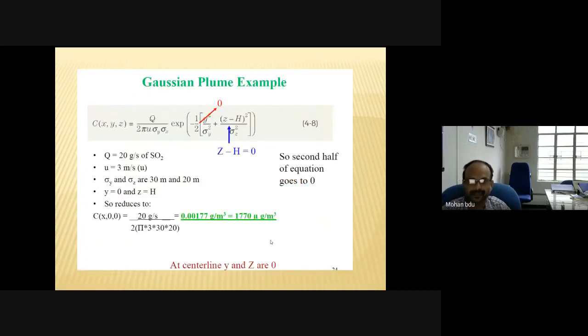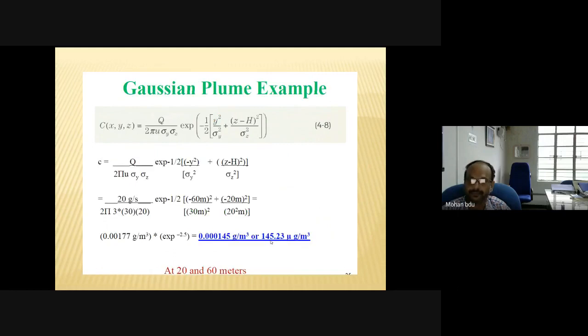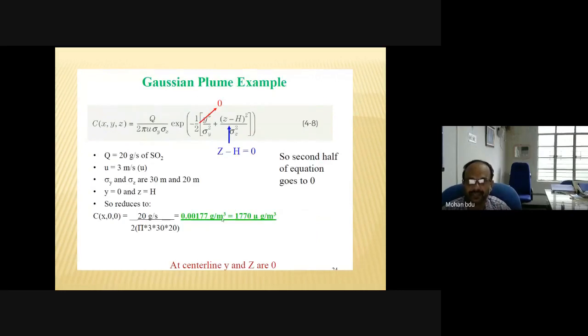So here are the values, and you apply them here. You try to calculate it at 60 and 20 meters, and you get the values here. This is the value at a given point at x, whereas for the ground concentration, the z and y will be 0, 0. So this is the concentration at the ground level at the desired point, whereas for the center line, y and z are 0 because we are only measuring the ground level concentration using this equation.